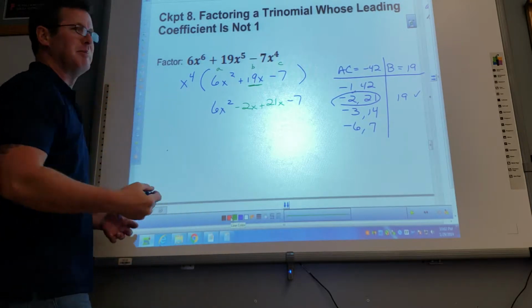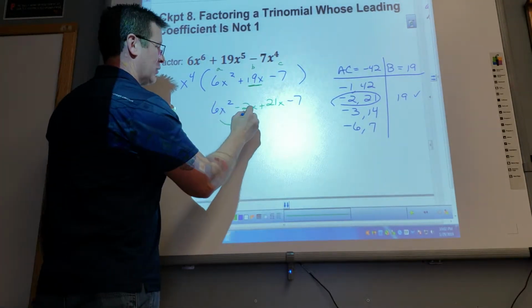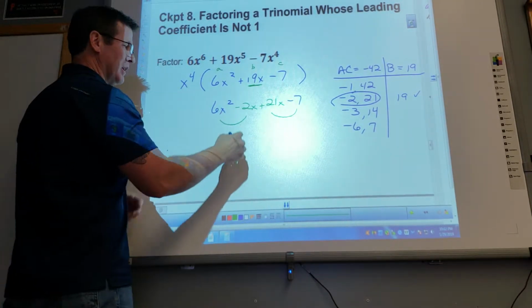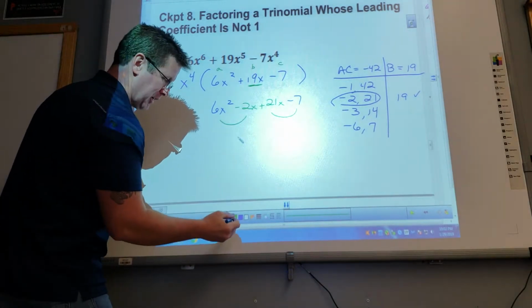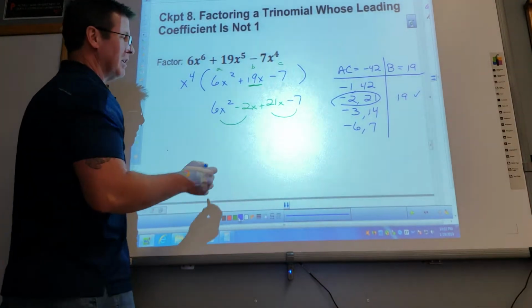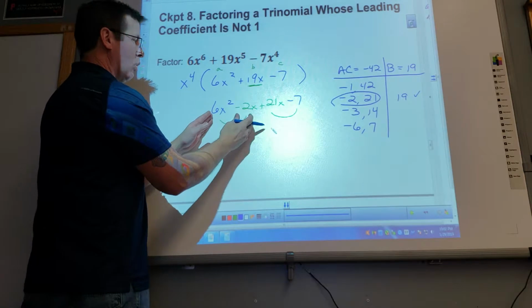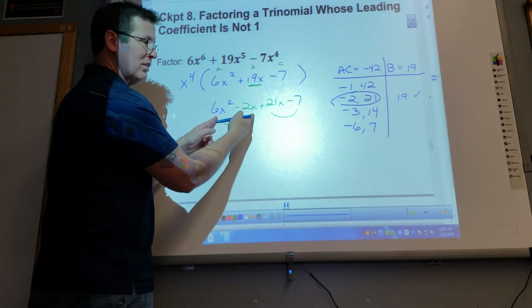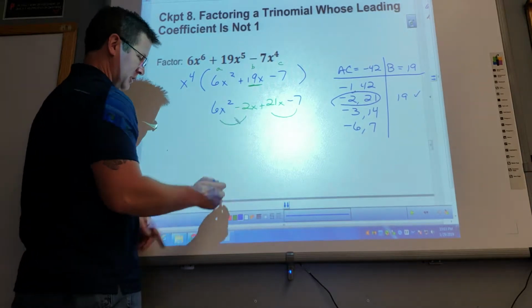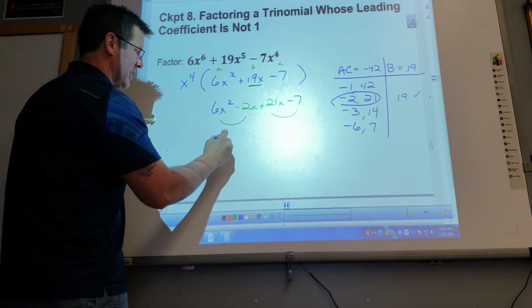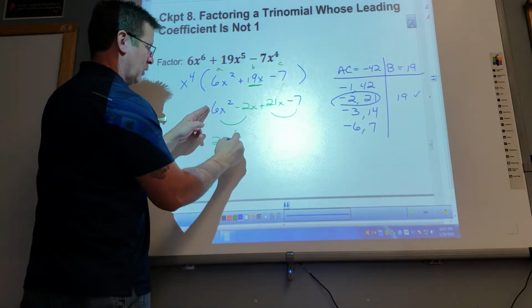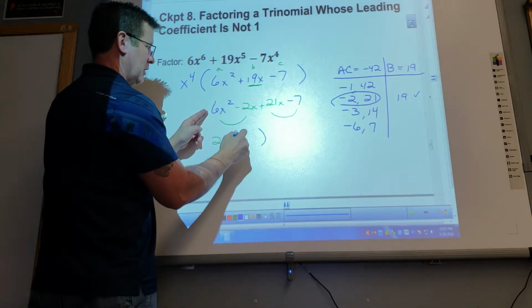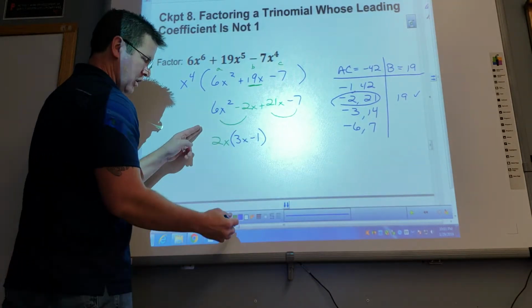What's my next step? Factor by grouping. Factor by grouping, and this is where I would take the time to write factor by grouping, but video takes a long time to load, so we won't do that. What can I factor out of these 2? A number and a letter? Yes. 2 and an x. So 2x on the outside. What's left over on the inside with these 2? 3x and a negative 1.